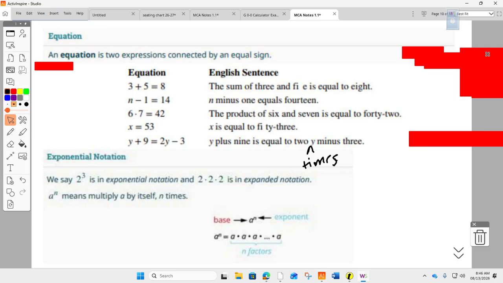If we write a to the n power, what does that mean? That means we take that a and we multiply it by itself however many times n is. These are the factors. So for a to the third power, if we evaluate for n equals 3, we'd have a as a factor 3 times.